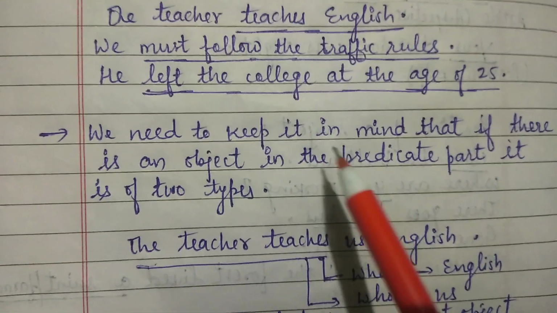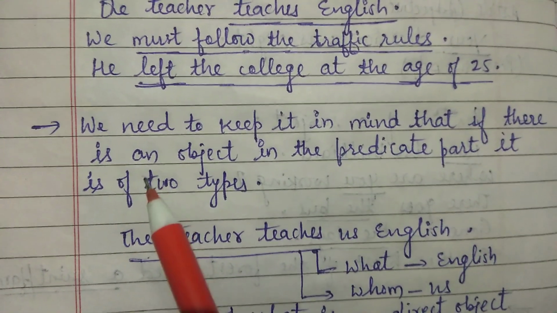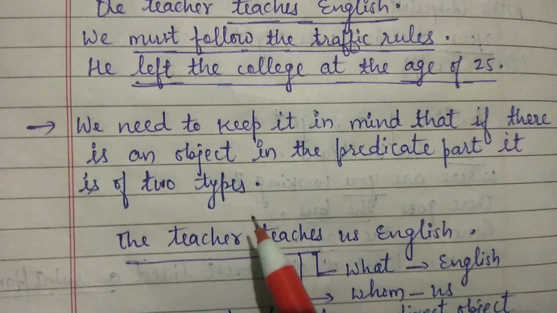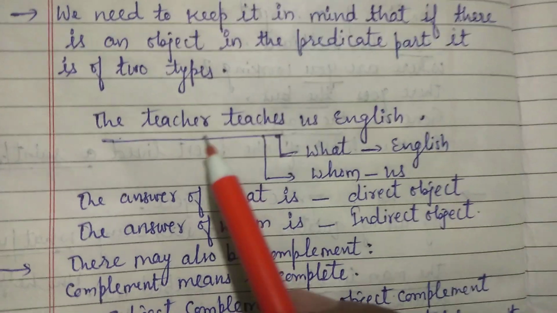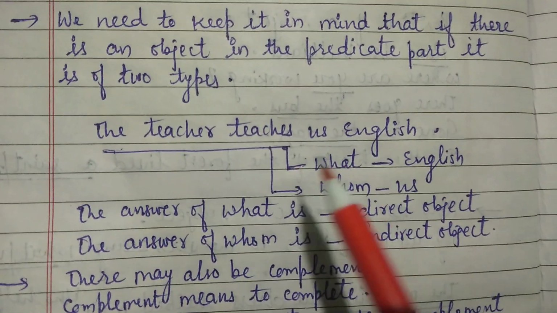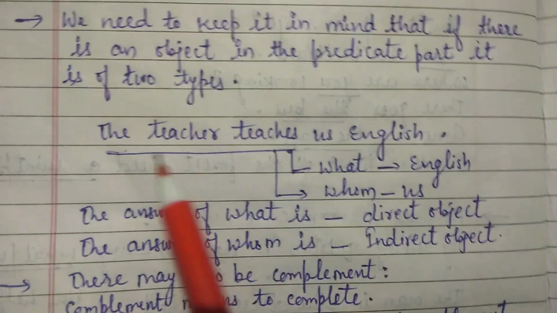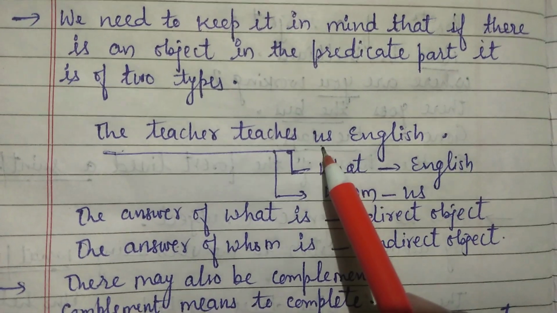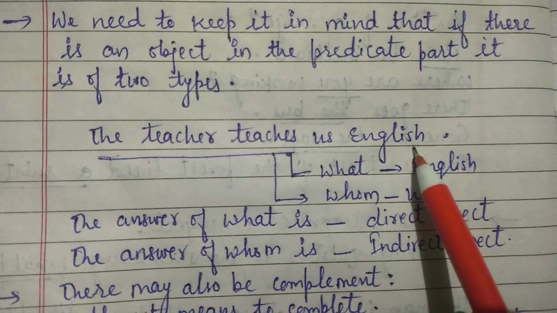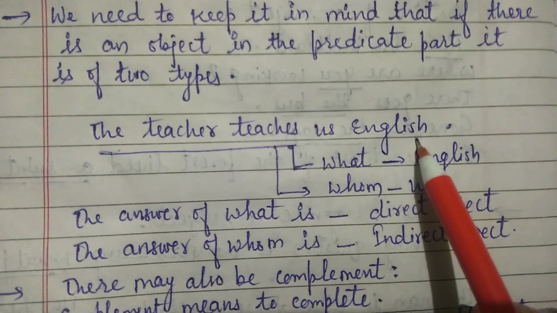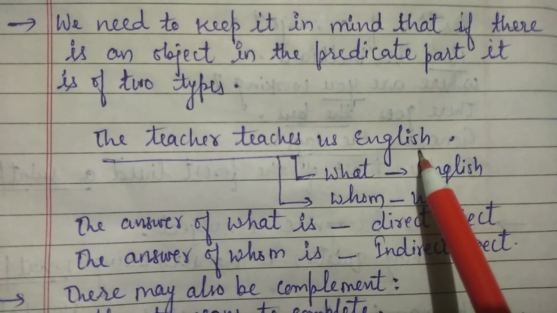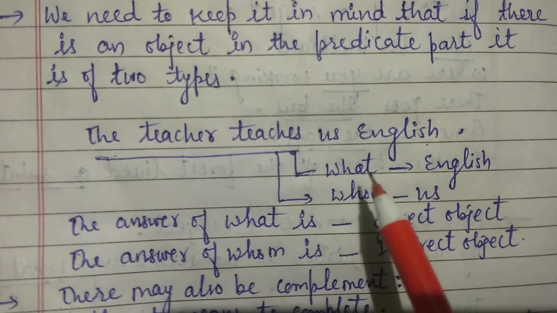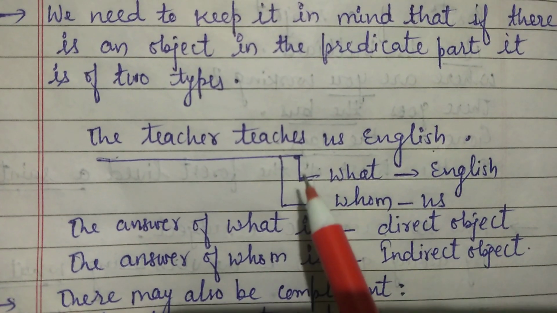We need to keep in mind that if there is an object in the predicate part, it is of two types. We must know. For example, the teacher teaches us English. Here us and English both are objects in this particular sentence. So we can know the type of object by asking a question.